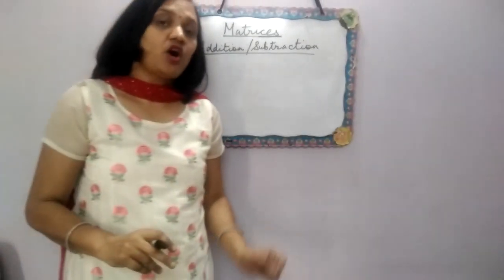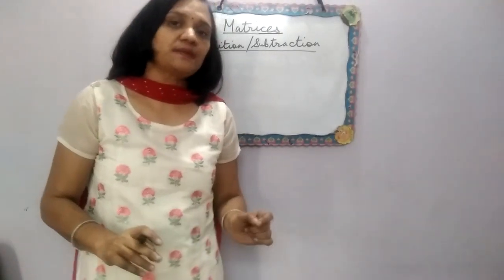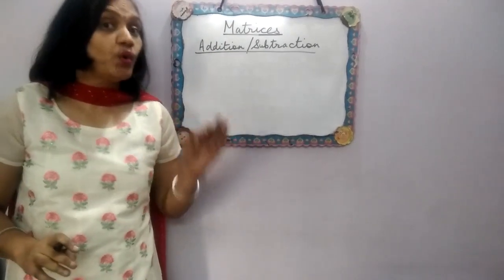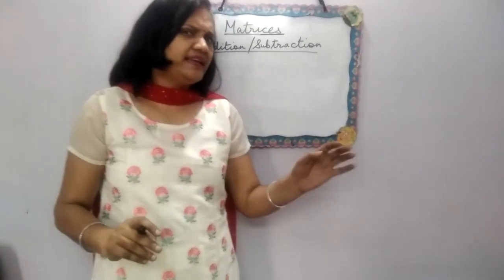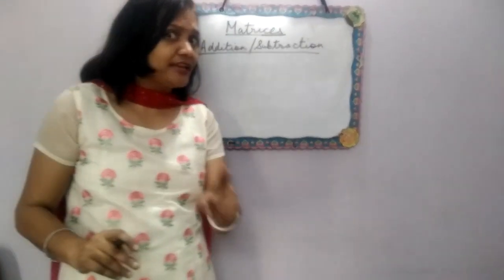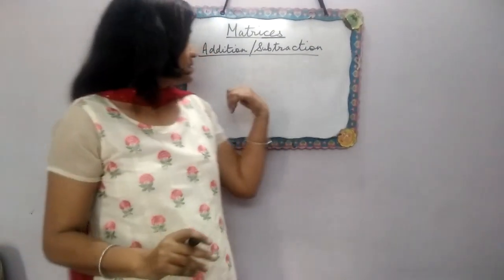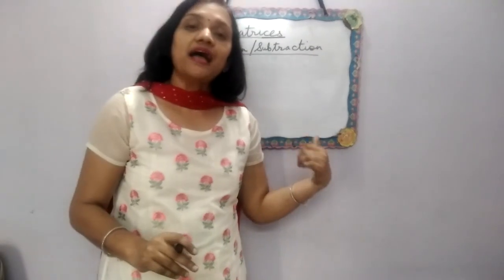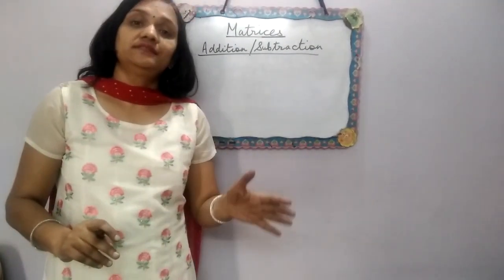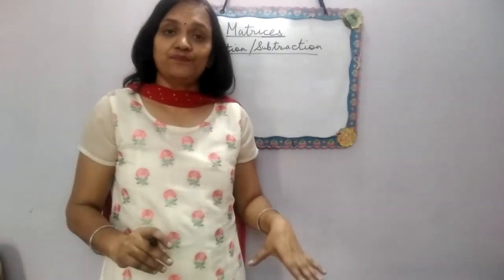Two matrices are said to be conformable or compatible for addition and subtraction if and only if their order is the same. Remember, in algebra, if you didn't have like terms, you couldn't add them. Only like terms could be added. Similarly, over here, you can add matrices only if their order is the same.